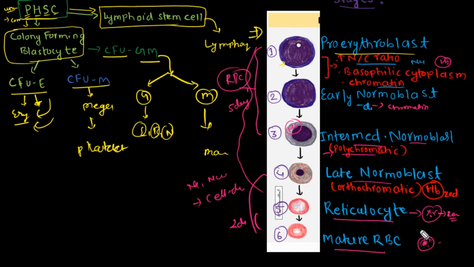Now let me talk briefly about the important events in these stages. Synthesis of hemoglobin starts in the proerythroblast. The nucleolus disappears in the early normoblast. In the intermediate normoblast, hemoglobin appears. In the late normoblast, the nucleus disappears. Then in the reticulocyte, the reticulum is formed, and the cell enters the capillary from the site of production. Then in the next stage the reticulum disappears and the cell attains its biconcave shape. So this is about the maturation.